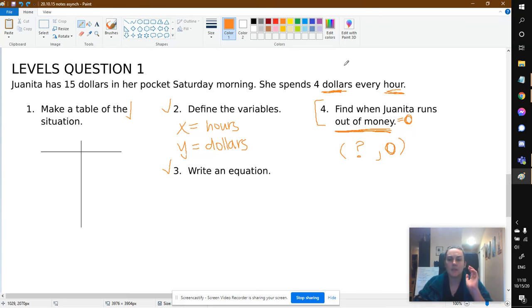And I'm going to let you guys try to figure that one out. Either we can plug in y equals 0 to our equation, or I can make the table and kind of note which hour it changes from positive to negative.